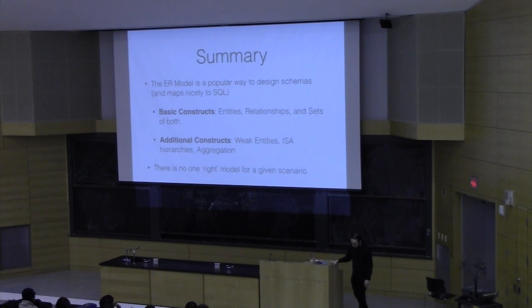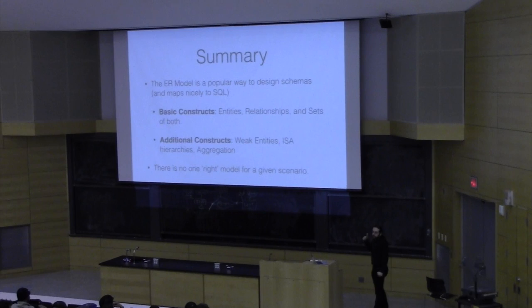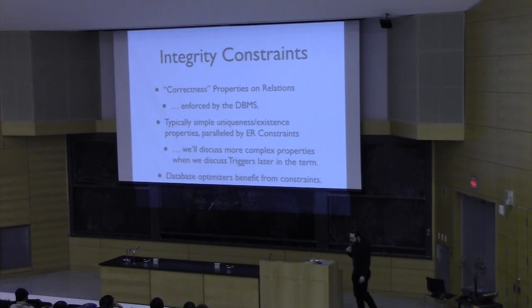Okay, so we talked about modeling data, and we talked about a couple of different types of constraints. We've talked about participation constraints and key constraints. Now let's broaden that a little bit and ask ourselves what other constraints we can place on the data, both to make sure that when we're working with the data, we know it's correct, as well as ways of helping the database understand what constraints it has to work with when optimizing your queries.